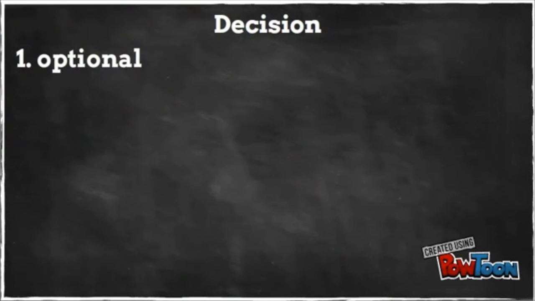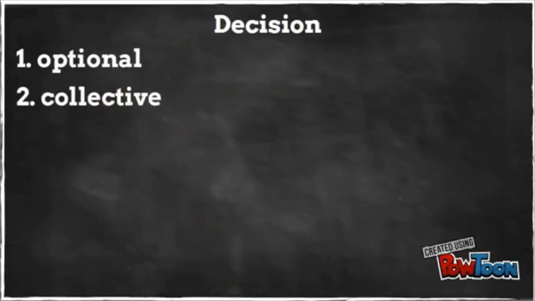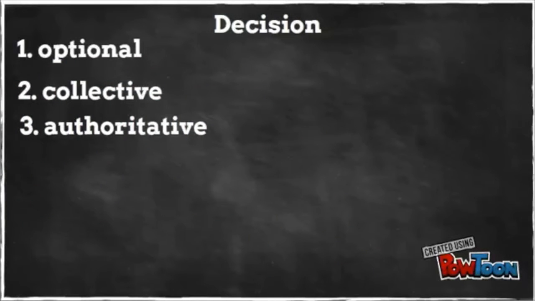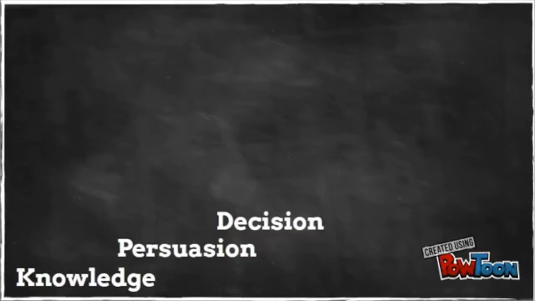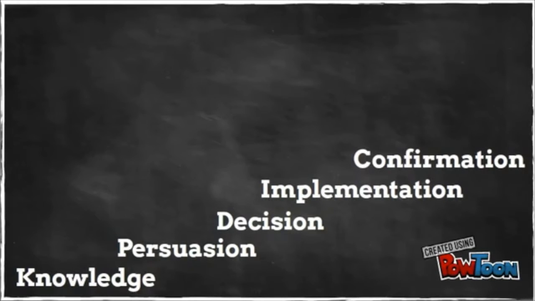Optional innovation decision, which is made by individuals that are special and different from others. Collective innovation decision, which is made collectively by all participants. And authority innovation decision, which is made for the entire social system by individuals with power. Implementation, employing the innovation and testing how useful it actually is. And confirmation, when you finalize your decision to continue or not to continue.